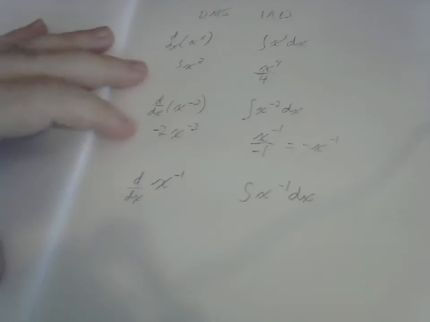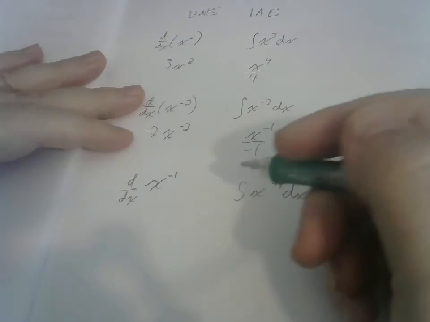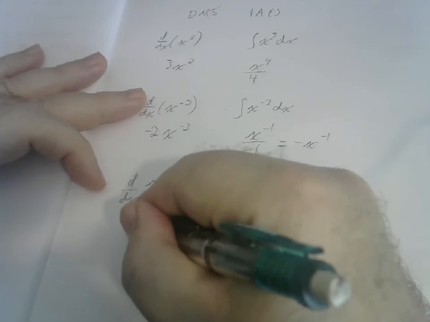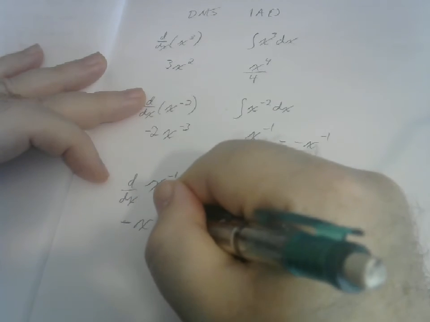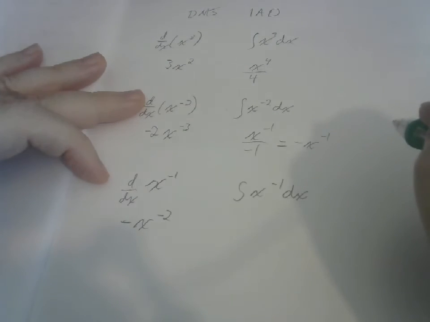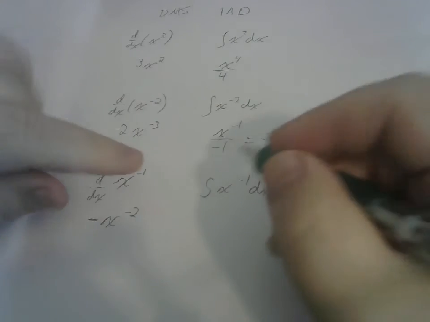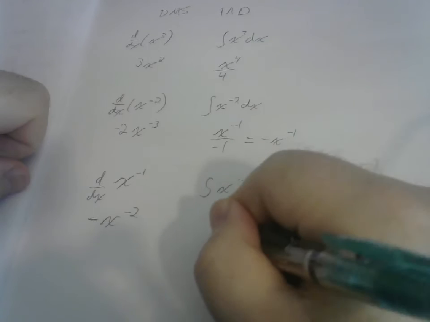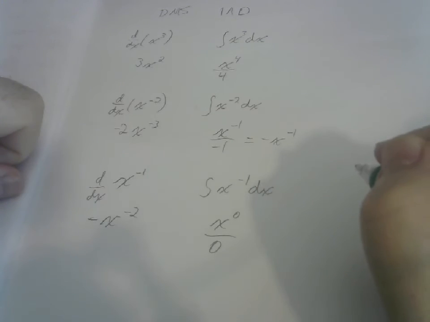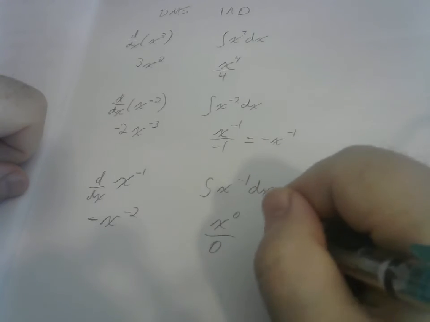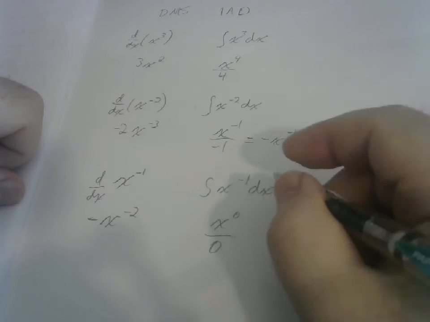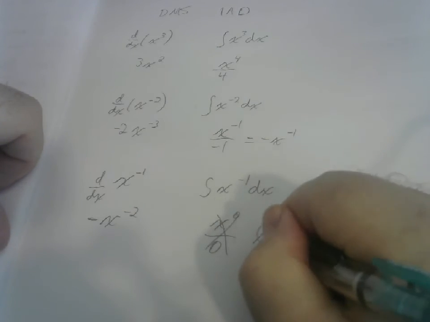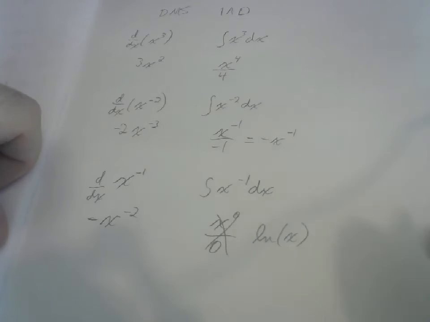A special case comes up when you're dealing with x to the negative 1. Derivative, negative x to the negative 2. That came out fine. But what happens over here? Add, x to the 0, and then divide by 0. Well, that divide by 0, it turns out, the integral of x to the negative 1, as I just showed, is natural log of x.